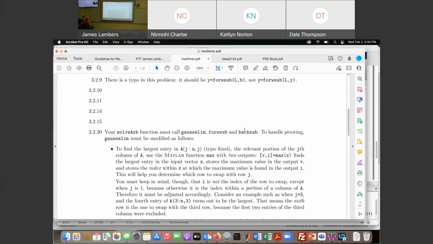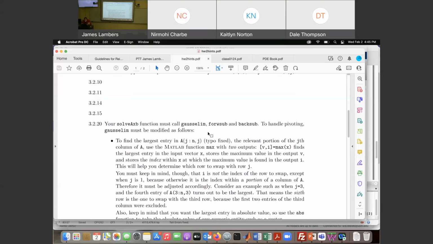And back sub is from homework 1. So those two are taken care of. It's this one. Now you have a Gauss elim function from previous homework that does Gauss elimination without pivoting. So the thing you need to do for that is implement pivoting.